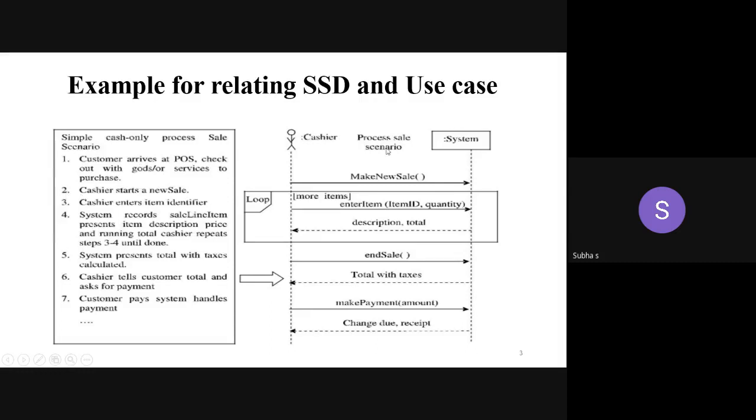This is one scenario only, not the entire next gen POS. Okay. So how does a sale occur? Between the cashier and the system. Now look at that left side, big box. What are the steps that are done here? Customer arrives at POS, checkout with goods or services. It's not goods or services to purchase. Cashier will start a new sale. He will enter the item identifier.